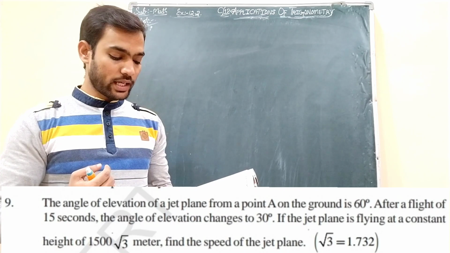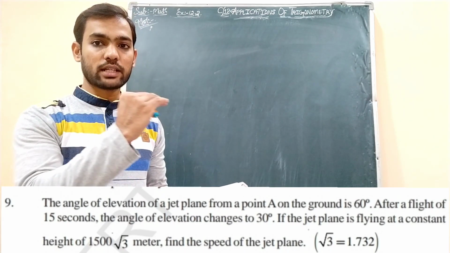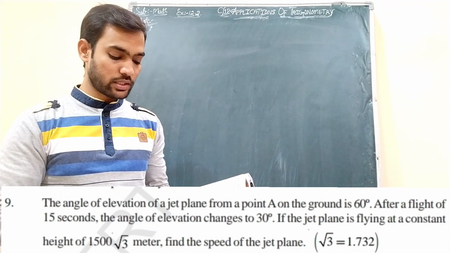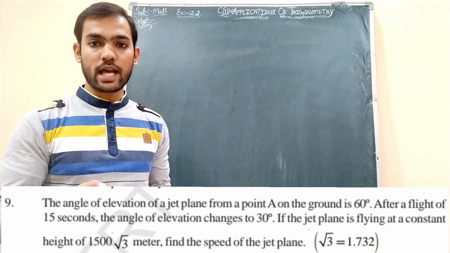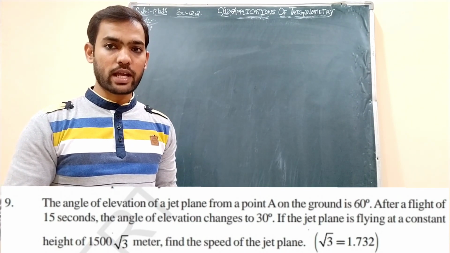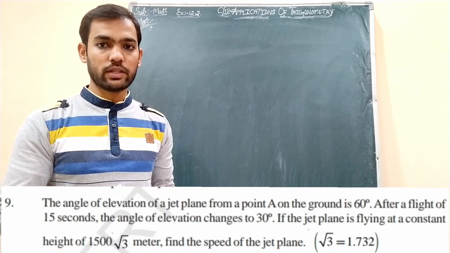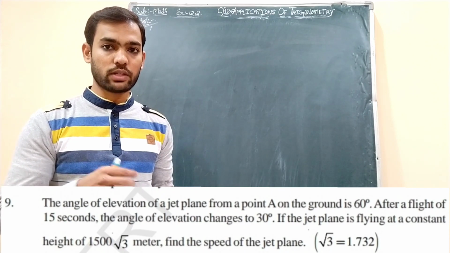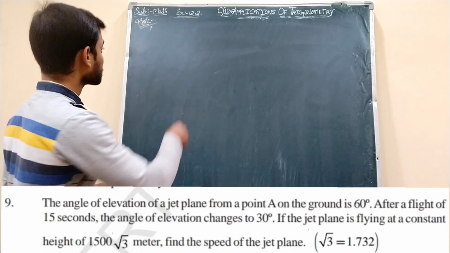If the jet plane is flying at a constant height of 1500 root 3 meters, the jet plane is flying at the same height, that is 1500 root 3 meters, we need to find the speed of the jet plane. He has mentioned here that the root 3 value is 1.732, but I hope you people remember the value of root 3 is 1.732, because even if the question does not give it, we need to substitute 1.732 in place of root 3. Okay students, so firstly we will draw the diagram.